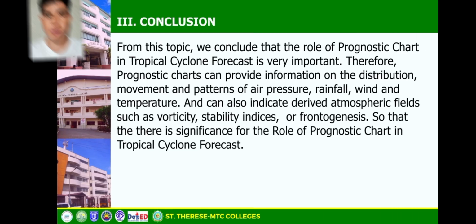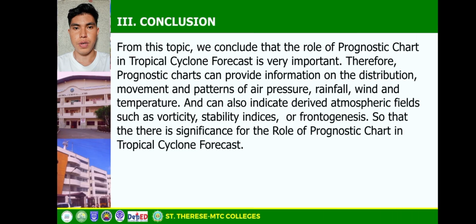For our conclusion from this topic, we conclude that the role of prognostic chart in tropical cyclone forecast is very important. Therefore, a prognostic chart can provide information on the distribution, movement, and patterns of air pressure, rainfall, wind, and temperature, and can also indicate derived atmospheric fields such as vorticity, stability, indices, or frontogenesis, so that there is significance for the role of prognostic chart in tropical cyclone forecast.